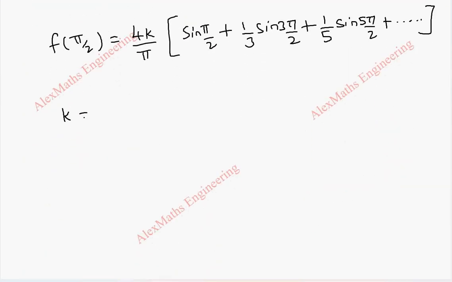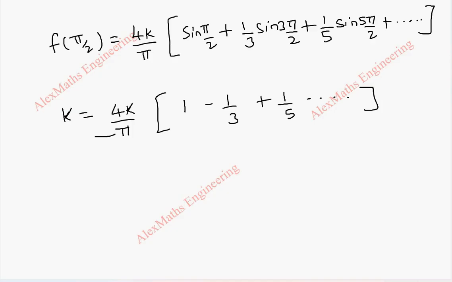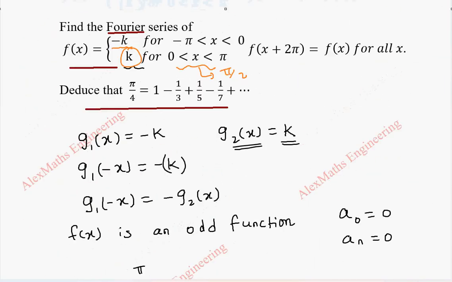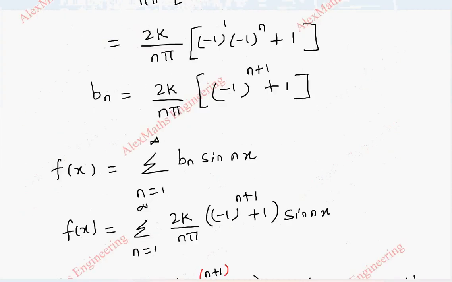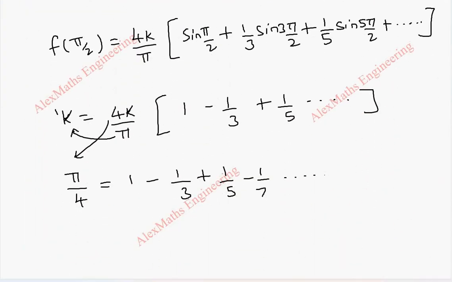So k equal to 4k by pi times: sin pi by 2 is 1, sin 3 pi by 2 is minus 1, so minus 1 by 3, sin 5 pi by 2 is plus 1, so 1 by 5. So this is how the series goes, and we can cancel this k and k. This pi will come to the numerator, and this 4 will come to the denominator. So pi by 4 equal to 1 minus 1 by 3 plus 1 by 5. If you want the next term, it is minus 1 by 7. Like that it keeps going. So we got this proof. Pi by 4 equal to 1 minus 1 by 3 plus 1 by 5 minus 1 by 7 plus dot dot dot. So we got the proof by taking x as pi by 2.